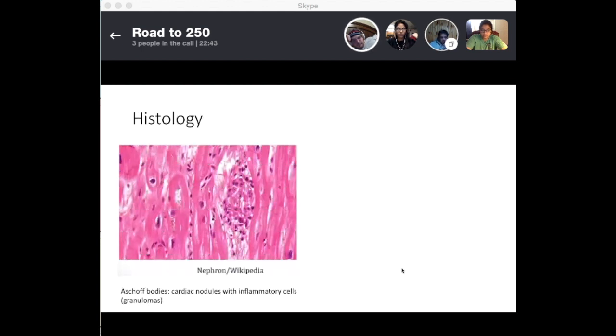So the Aschoff bodies are just basic cardiac nodules with inflammatory cells, so granulomas, essentially. And on this histology slide, it's right here. Well, that's a bad color on a pink. Sorry. Try this. It's right here. This is an Aschoff body.